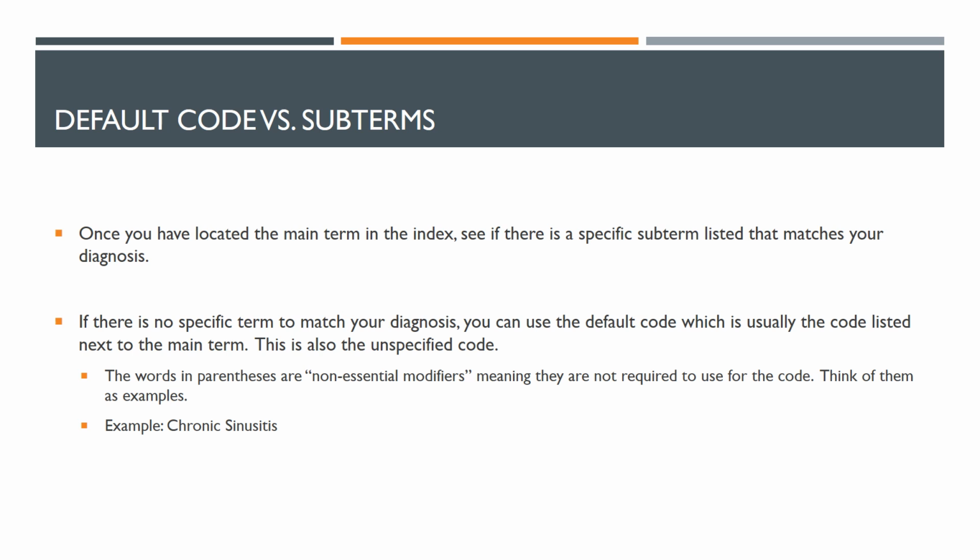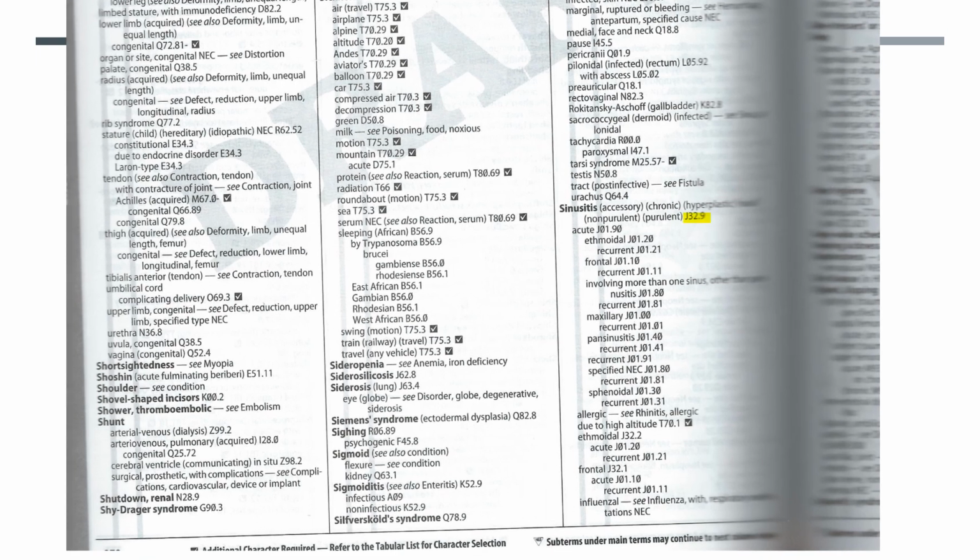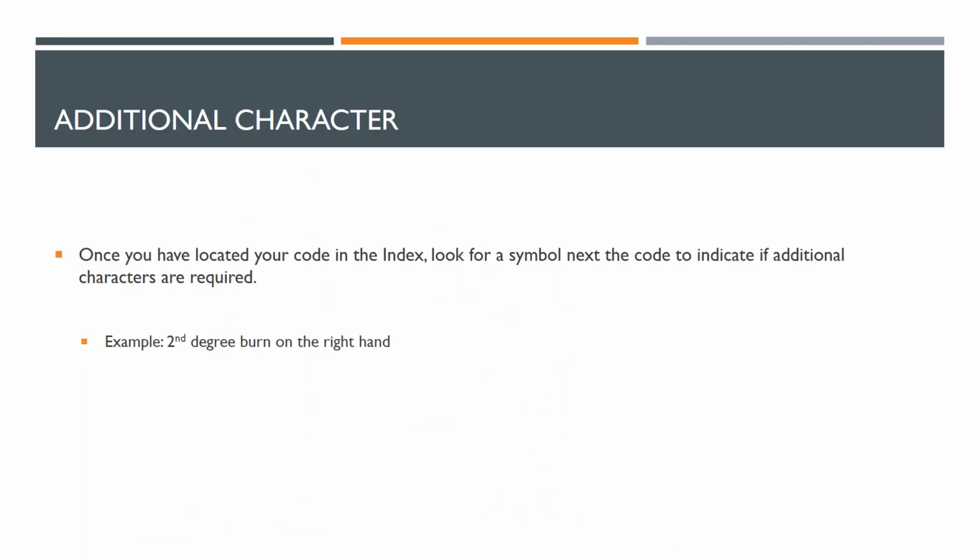Let's look at one example of this. For the diagnosis chronic sinusitis, the main term is sinusitis. Locate this term in the index. Is there a subterm for chronic listed under sinusitis? There is not, but this word is listed in parentheses next to the main term. The default code or the unspecified code for sinusitis would be J32.9.